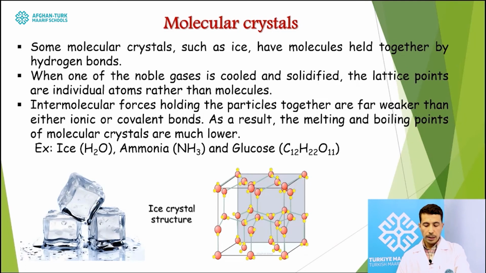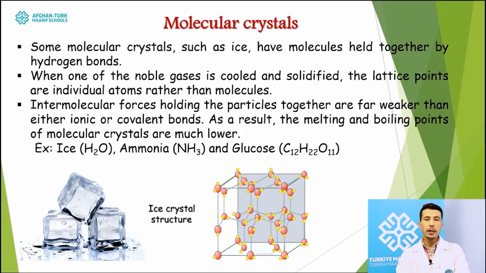The last one is molecular crystal. As is obvious from its name, it's made up of molecules. So, for example, let me give you an example, like ice. We remember that there were three kinds of intermolecular forces: London dispersion, dipole, and hydrogen bonding from our previous lessons. In water, there was hydrogen bonding. So in a molecular crystal, these intermolecular forces are bonding the molecules with each other.